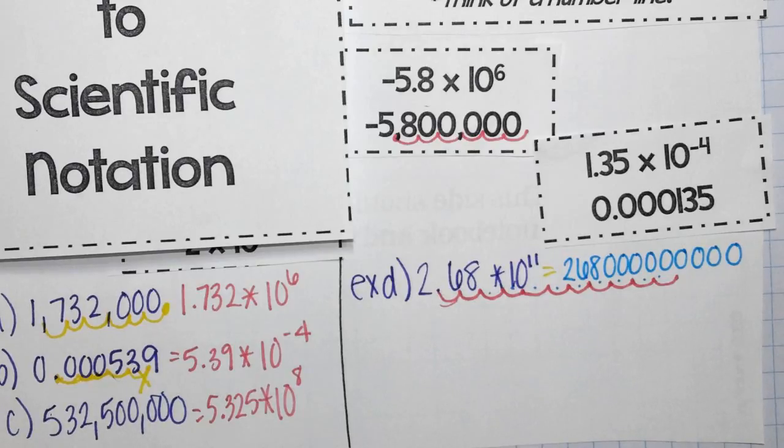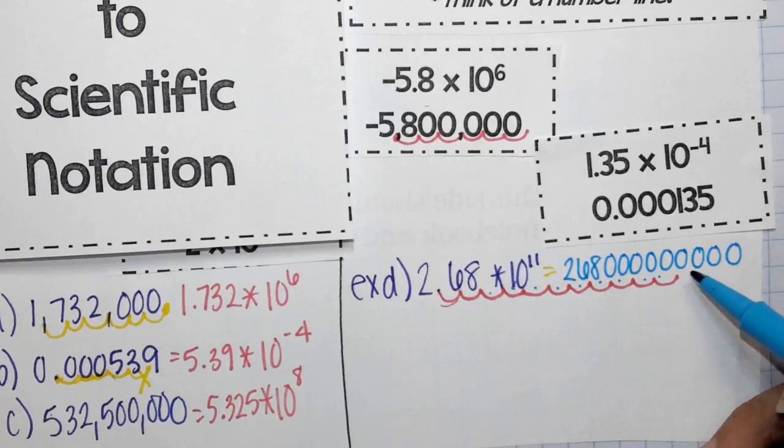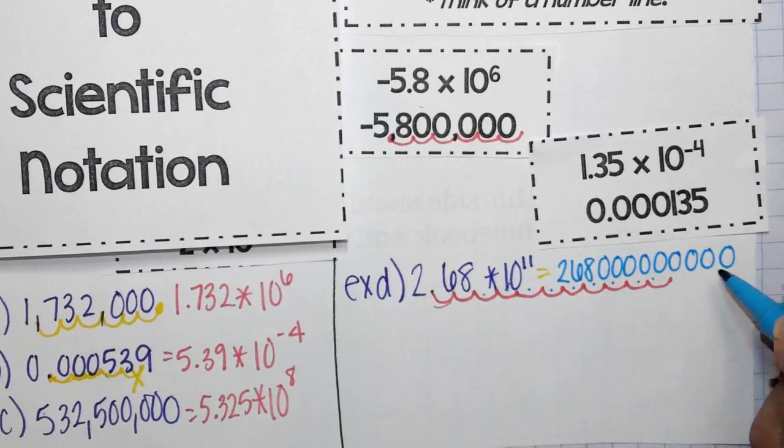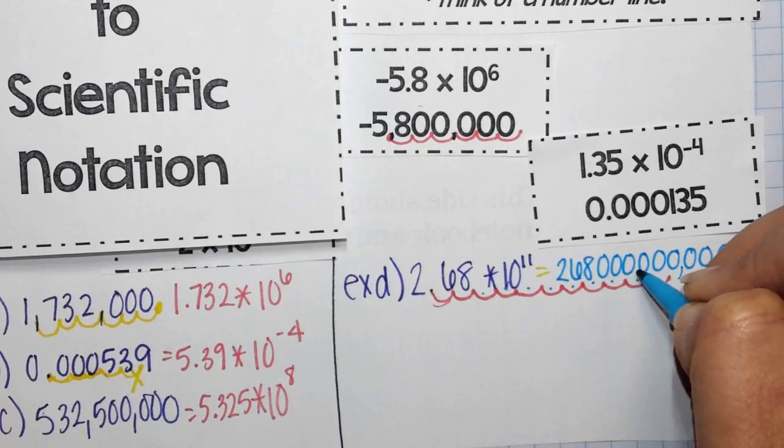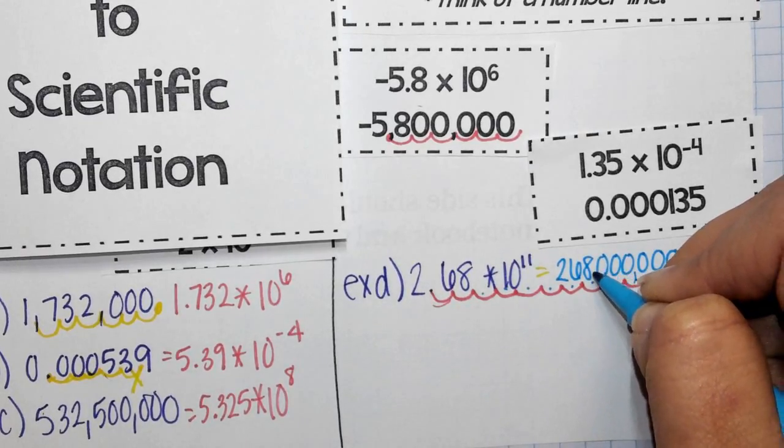Now, when you put your commas, everybody listen carefully, because I thought y'all learned this in like second grade. So you put commas after every 3 numbers, and you start from the right. So 1, 2, 3, comma. 1, 2, 3, comma. 1, 2, 3, comma.